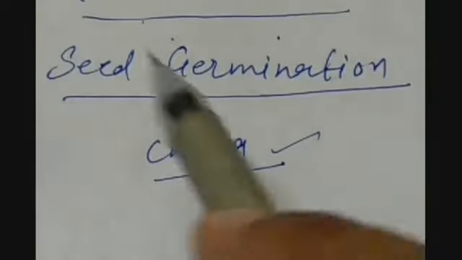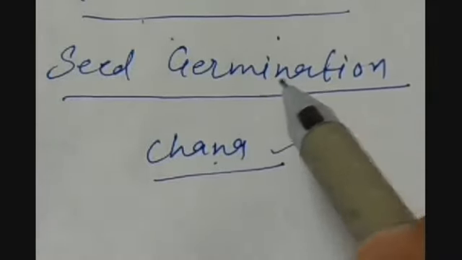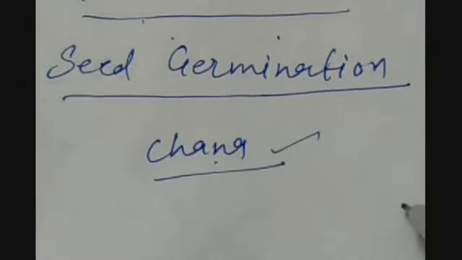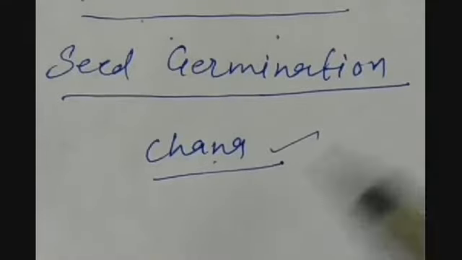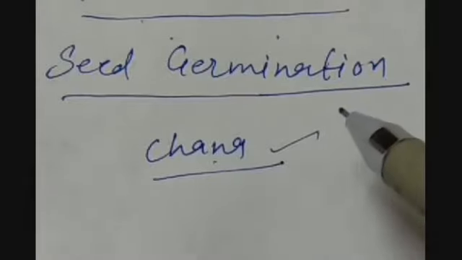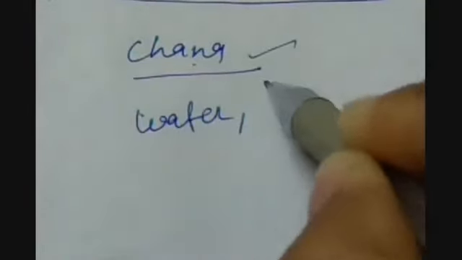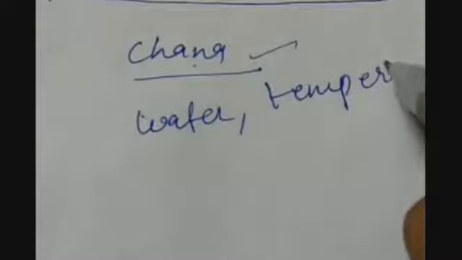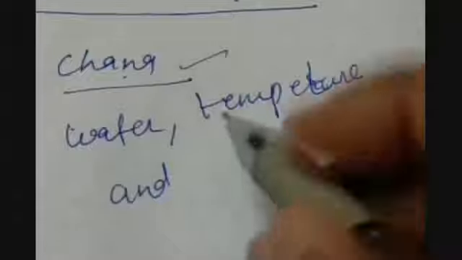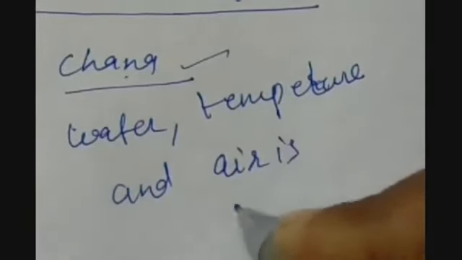This is called seed germination, or you can say the changes that occur in a seed leading to the formation of the new plant or seedling under favorable conditions. So this process is called seed germination. Here availability of water, suitable temperature and air is necessary.